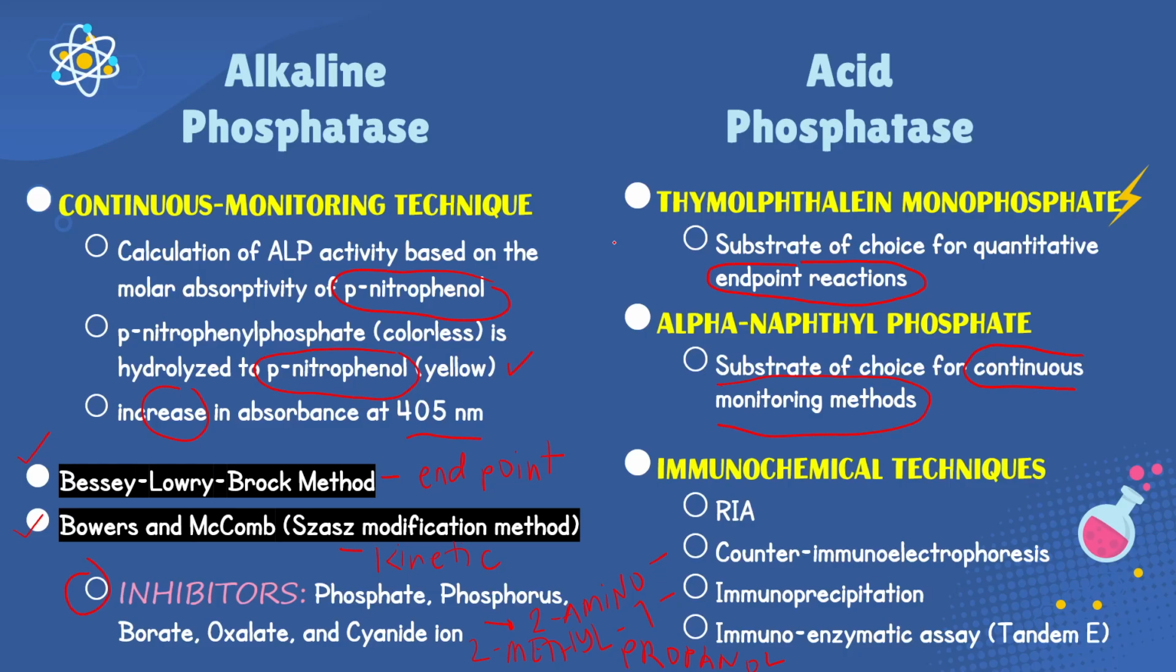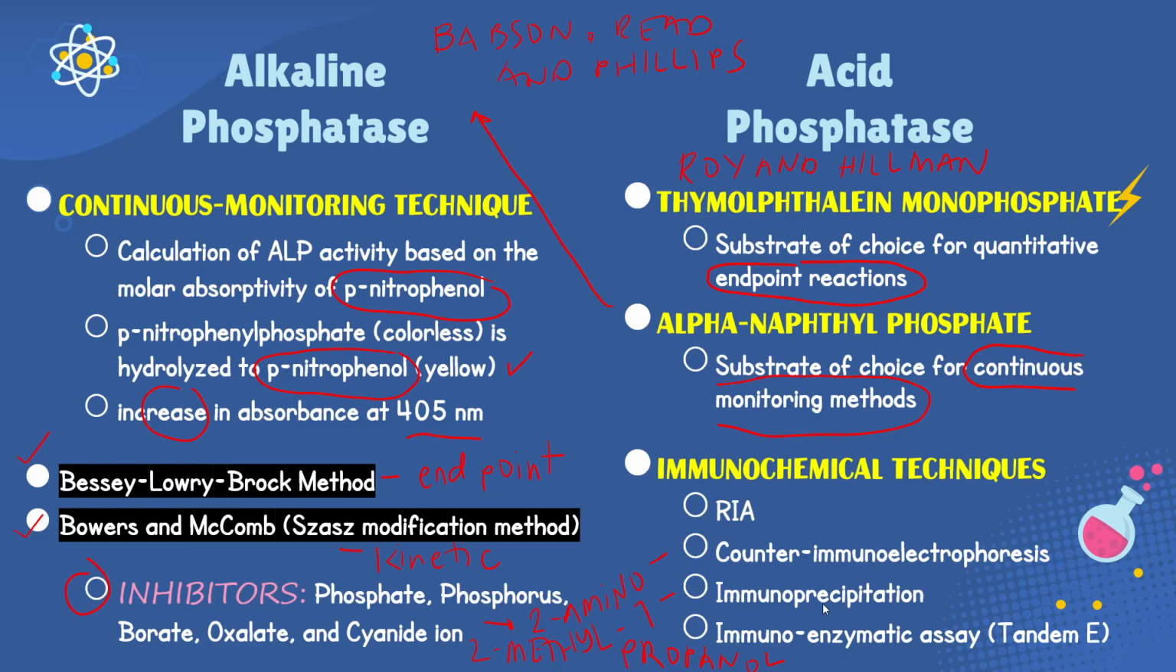Now, these tests also have their name of the method. For your thymolphthalein, we call this your Roy and Hillman method. While for your alpha-naphthyl phosphate, we call this one, let me just write it here because it's a bit long, that is what we call your Babson, Reed, and Phillips method. So again, these are the names of the method, and I guess these are also the people involved in making this procedure or assay.